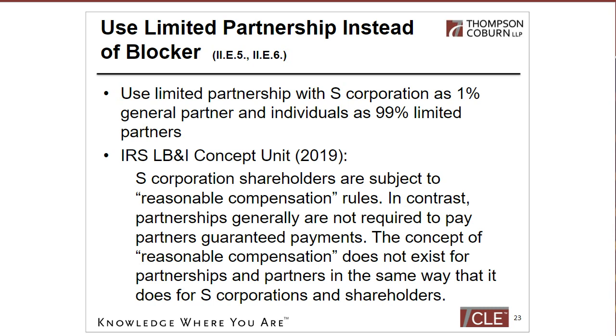But the bottom line is that this is not an IRS target. And the IRS's large business and industry branch put out a concept unit in 2019 that basically said you've got to worry about these reasonable compensation issues for S corps, but you don't have to worry about that through partnerships. So I think you have a nicer burden going on here.